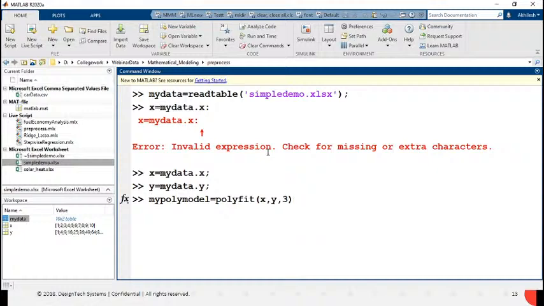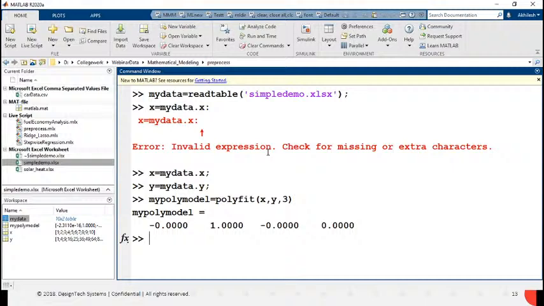So when I provide this, I will get some coefficients. So what it shows, this is the coefficient of x cube, that is 0, this is the coefficient of x square, that is 1, the coefficient of x is 0, and the constant is also 0 in my case.